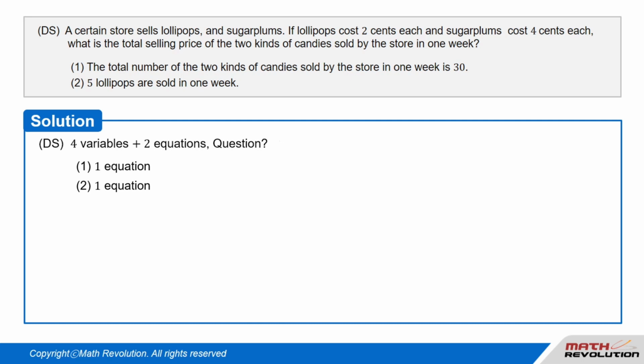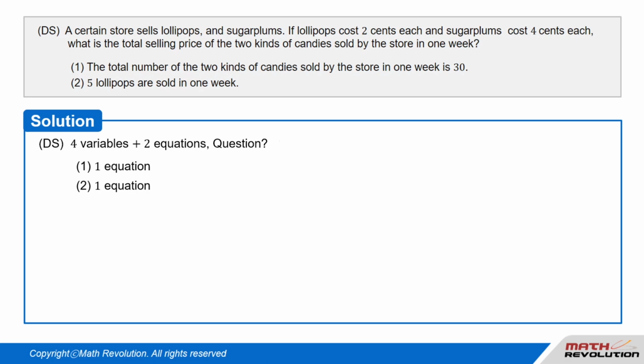DS, 4 variables and 2 equations. Question. Condition 1, 1 equation. Condition 2, 1 equation. A DS question with 4 variables and 2 equations. Let the original condition in a DS question contain 4 variables and 2 equations.